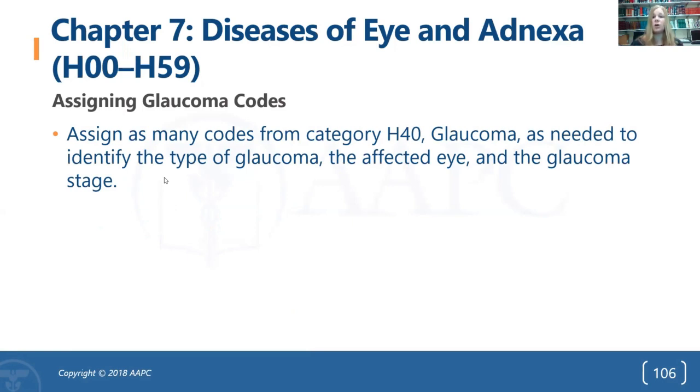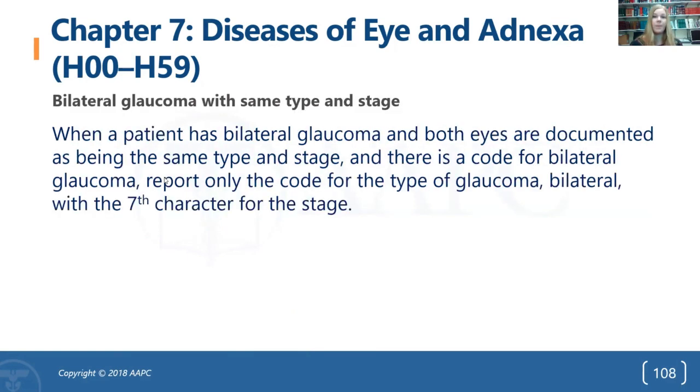The guidelines for glaucoma indicate to assign as many codes as necessary to identify the type of glaucoma, the affected eye, and the glaucoma stage. The codes are represented from category H40. Patients may suffer from bilateral glaucoma with the same stage and type. In those instances, you would only report the code for the type of glaucoma with the bilateral code and use the 7th character for the stage.